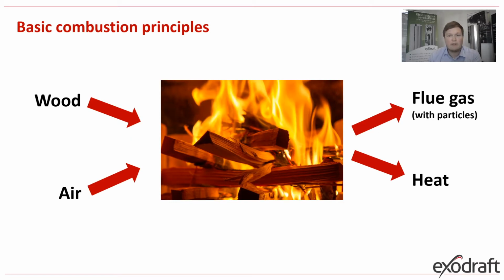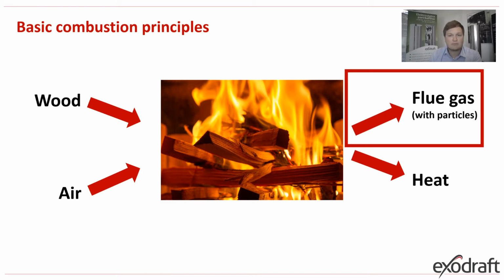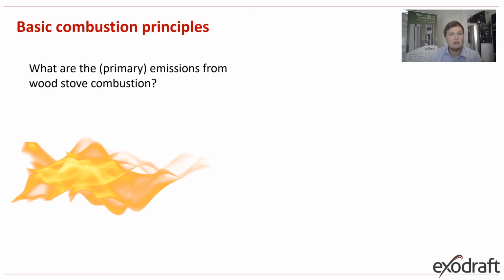So this is broken down to a very basic overview of wood combustion. Basically what we do is we add wood and air and we get heat and flue gas. So today we will not focus on the wanted product from wood combustion, which is the heat, but rather look at the flue gas and what it contains. And more precisely, we want to look at the wood particles, or the particles inside the flue gas. So this is what we want to look at.